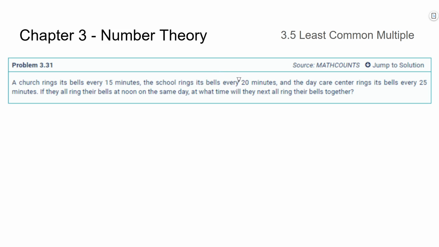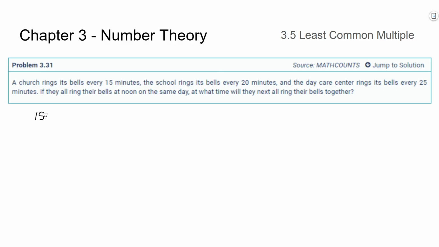And the same thing for the school. It's going to ring at noon, and then 12:20, and then 12:40, and so on. And same for the daycare. It's going to ring at noon, and then 12:25, and then 12:50, and so on. So all the multiples of 25. So what's the next time they will all ring together? So we have to get the least common multiple of these three numbers, 15, 20, and 25, to see how many minutes it will be, the least number of minutes it will take for them all to ring at the same time once again. So let's go ahead and get the prime factorizations for these three numbers.